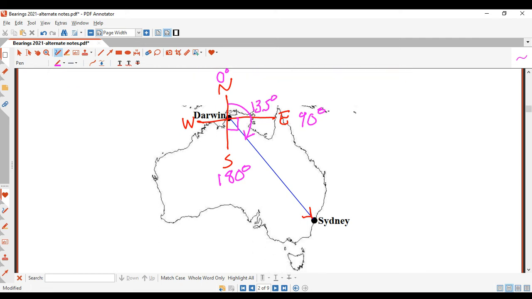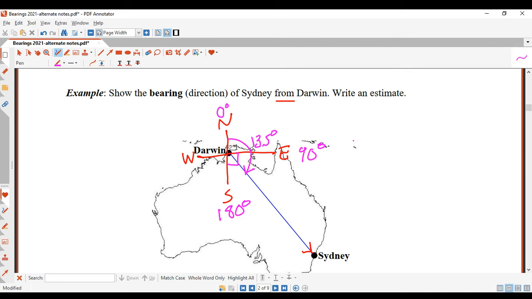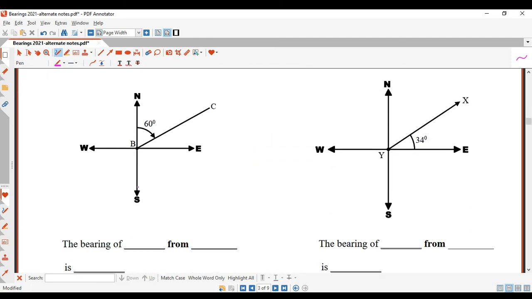We're just estimating here. So coming back to our answer, the bearing or direction of Sydney from Darwin is 135 degrees. Okay, so remember that angle. It is measured clockwise from north. So you've got to start at north and then rotate in a clockwise direction. Okay, copy that down. And we're going to do some examples here.